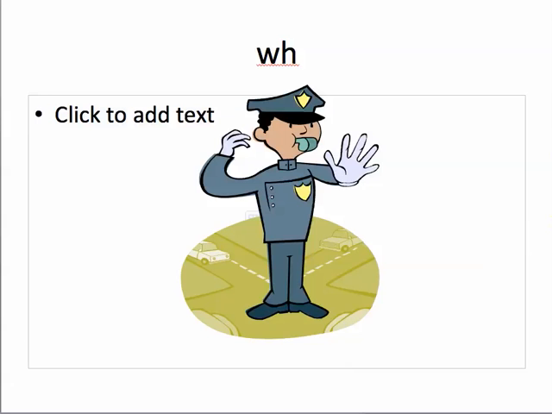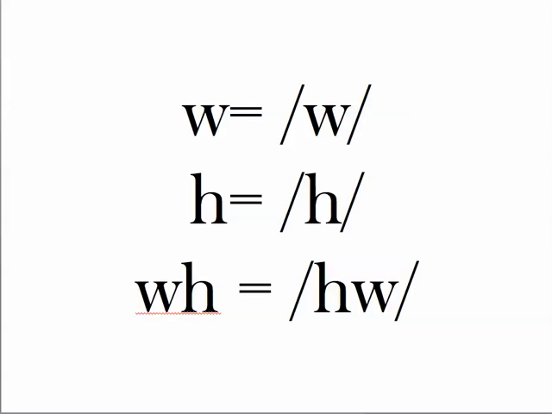WH is a consonant digraph. WH says wh, wh, wh. You would think the W would say wh and the H would say h. But instead, as a digraph, the WH says wh, wh.